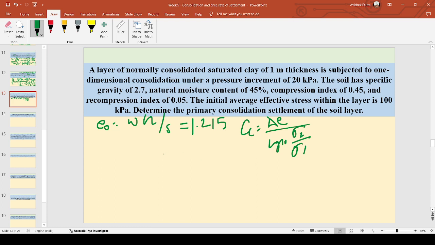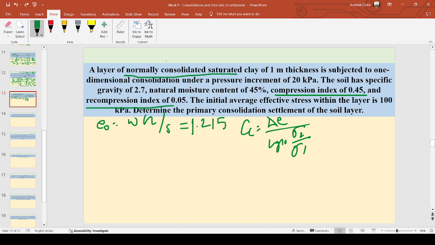Here the compression index is given, and the decompression index is this. So the first thing is, do we need the decompression index in this question or not? We don't need the decompression index, I believe not. Yes, we don't need the decompression index because it is a normally consolidated clay. Had the question been a pre-consolidated clay, then we would have required the decompression index.